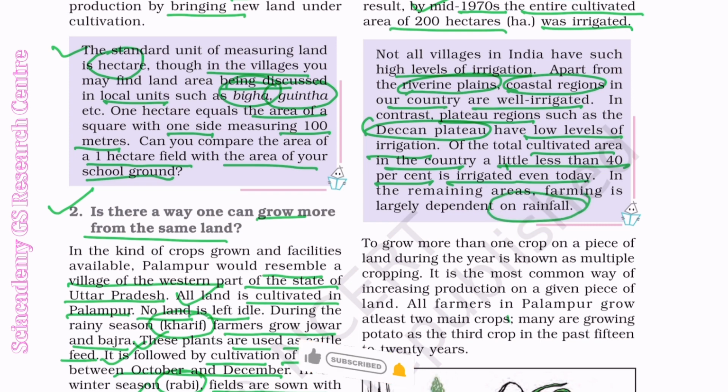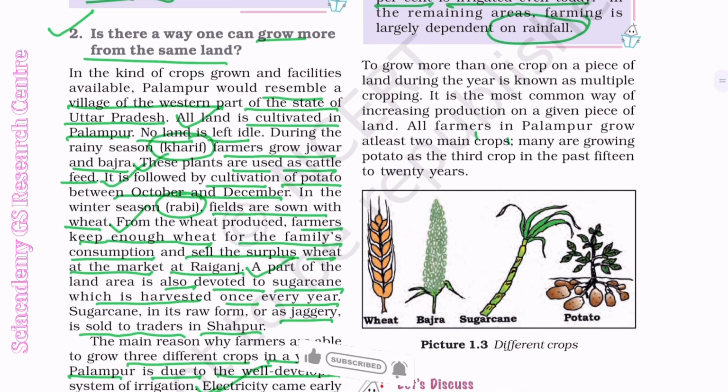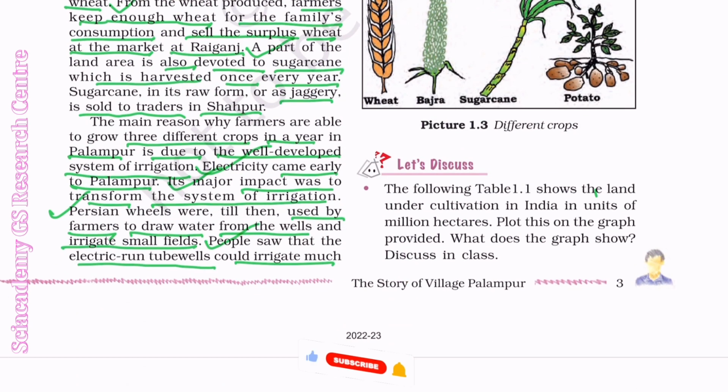To grow more than one crop on a piece of land during the year is known as multiple cropping. It is the most common way of increasing production on a given piece of land. All farmers in Palampur grow at least two main crops. Many have been growing potato as the third crop in the past 15 to 20 years. You can see in picture 1.3 different crops such as wheat, bajra, sugarcane, potato.